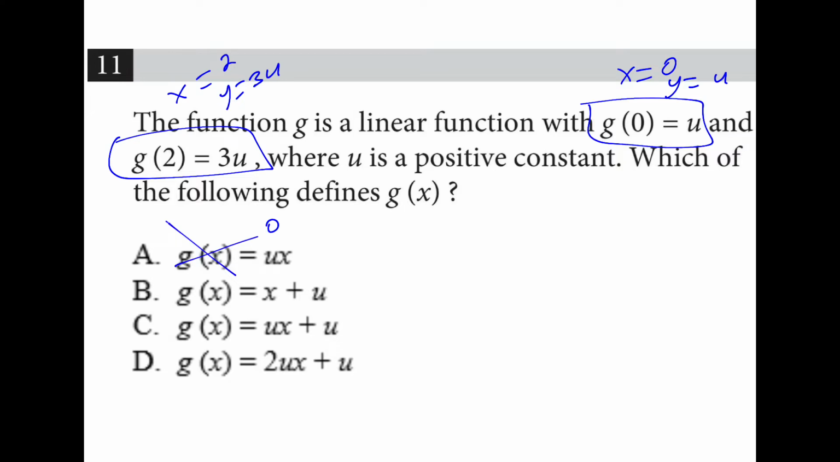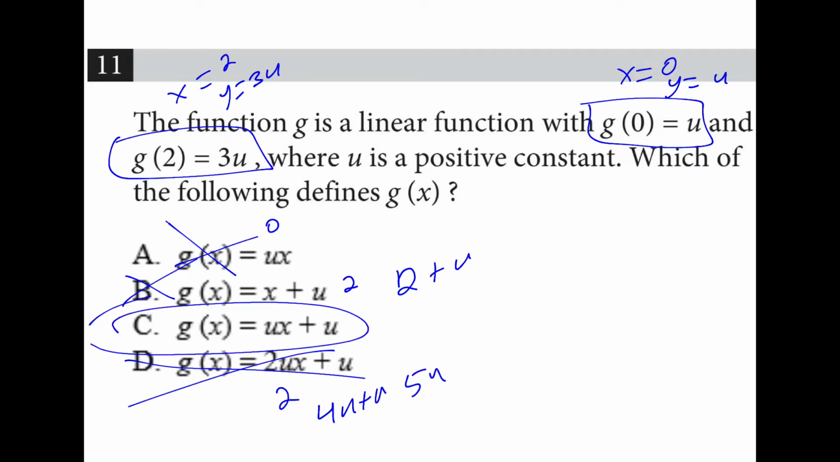Plugging in a 2 down here gives me 4u plus u, or 5u, which doesn't work. Plugging in a 2 here gives me 2 plus u, which is not what I want. C is the only one that produces these two results. When you plug in 0, you get u. When you plug in 2, you get 3u.